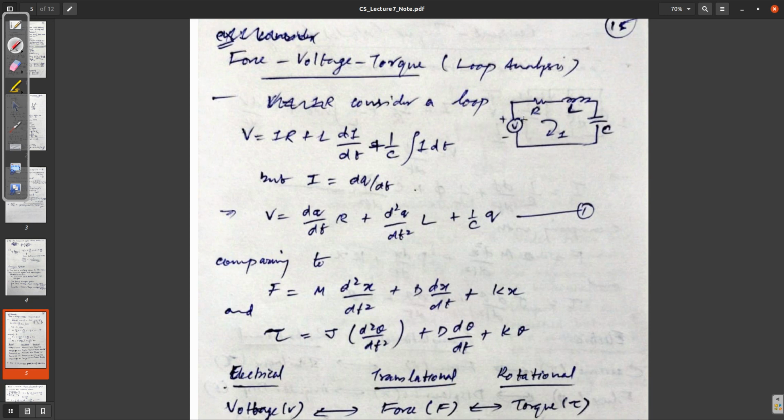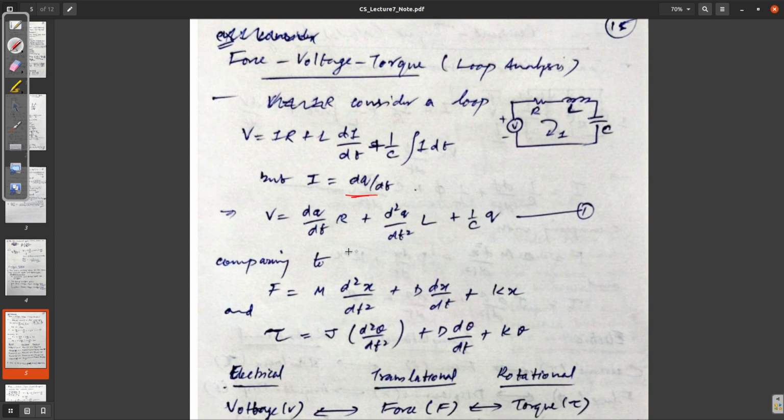So consider a series RLC network. We can write the equation as V equal to IR plus L dI by dt plus 1 by C integral I dt. Quite common. And here we are representing I as dq by dt, that is, we are trying to represent the variables in the most basic form. So instead of I, we will substitute this. Therefore, V equal to R dq by dt plus L d squared q by dt squared plus 1 by C q.